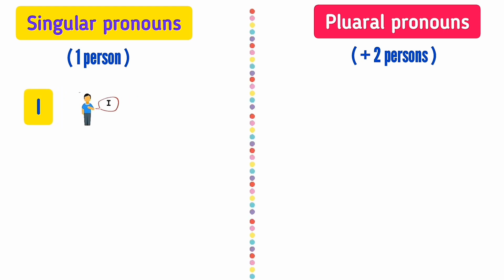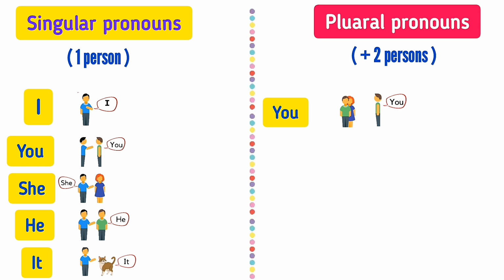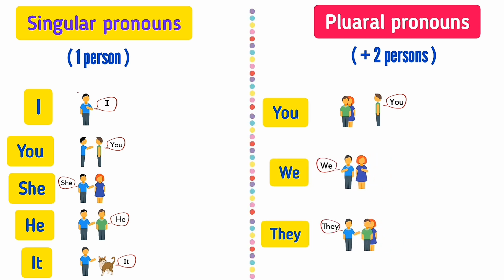Singular pronouns: I, you, she, he, it. Plural pronouns: you, we, they.